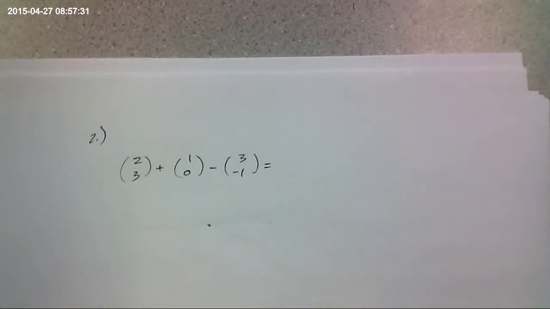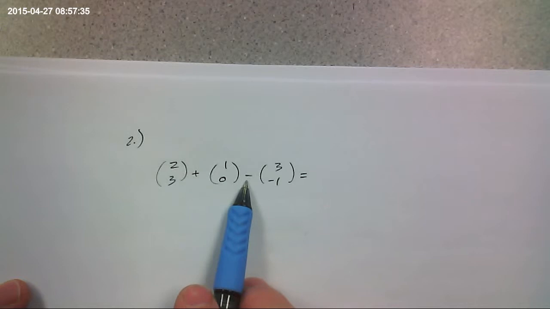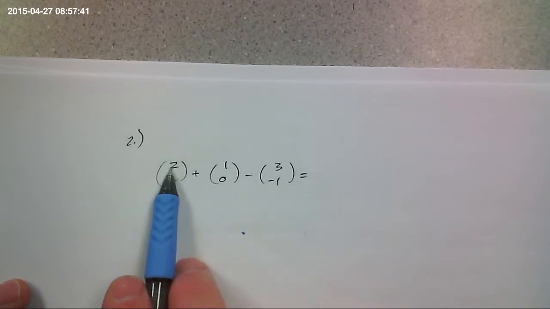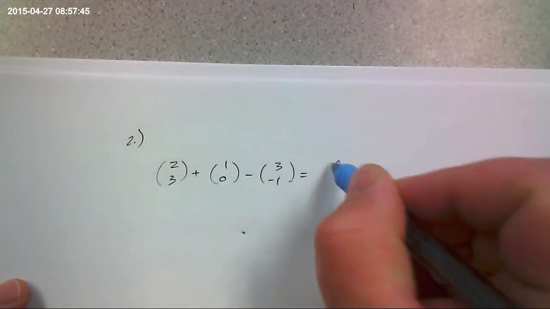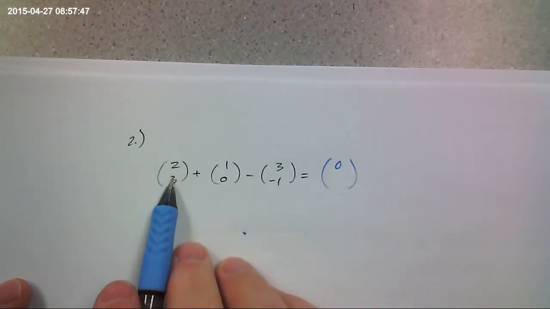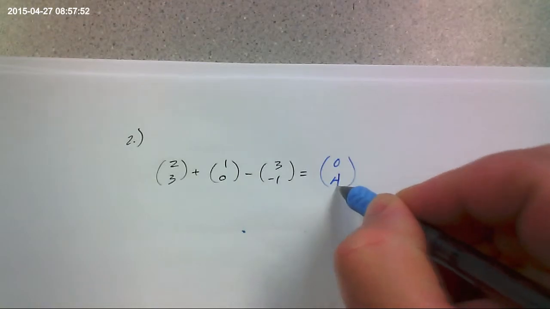A couple examples of addition and multiplication. The tricky thing here is this subtracting here. So you're subtracting a 3 and you're subtracting a negative 1. So adding the x's together, 2 plus 1 is 3, minus 3 is 0. And then 3 plus 0 is of course 3, minus a negative 1 is plus 1, which is 4.